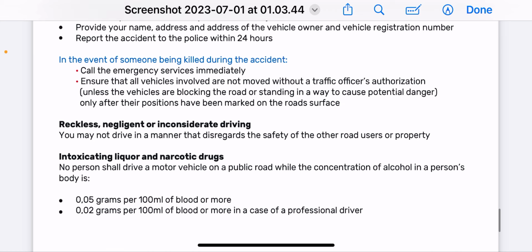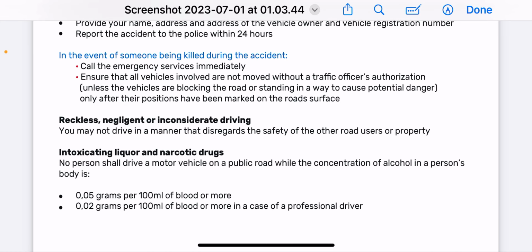Within 24 hours. And then in the event of someone being killed during the accident, you call the emergency services immediately. You ensure that all vehicles involved are not moved without a traffic officer's authorization, unless the vehicles are blocking the road and standing in a way to cause potential danger, and only after their positions have been marked on the road's surface.